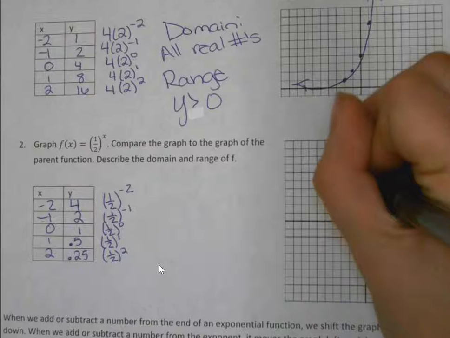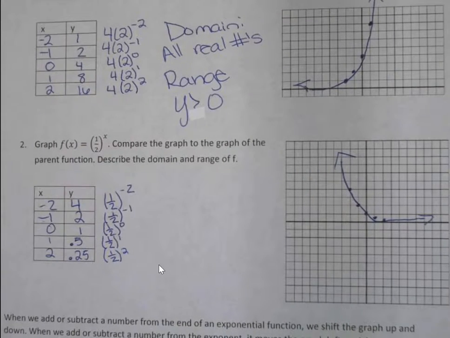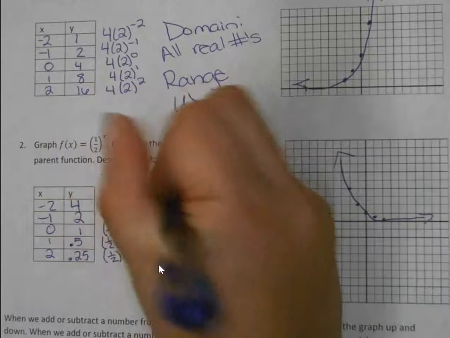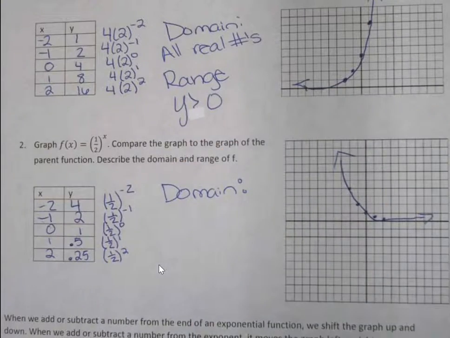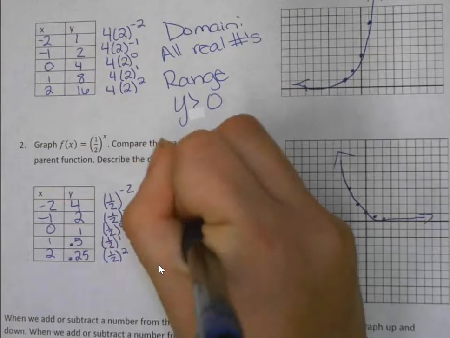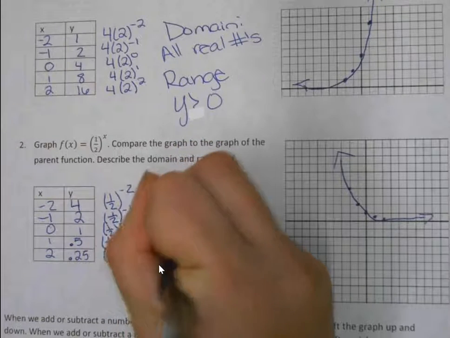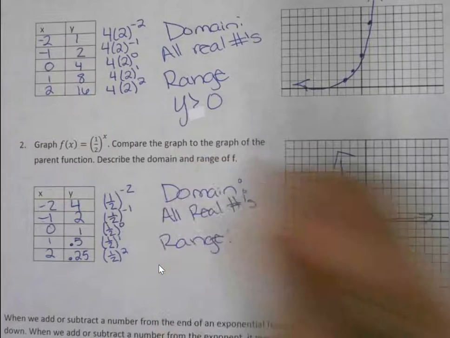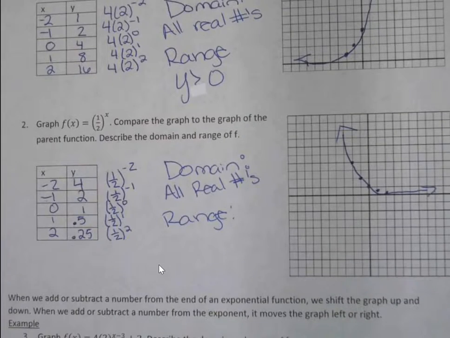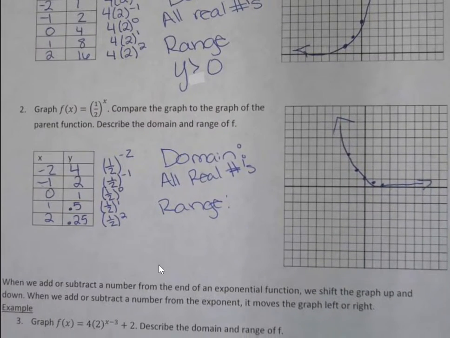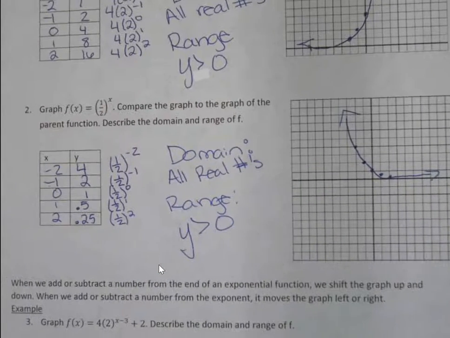Then I'm going to connect my dots. What is my domain? All real numbers. For these graphs, it's going to always be all real numbers. And my range? It's going to be y is greater than 0, because it gets close to that black line, but it never touches it.